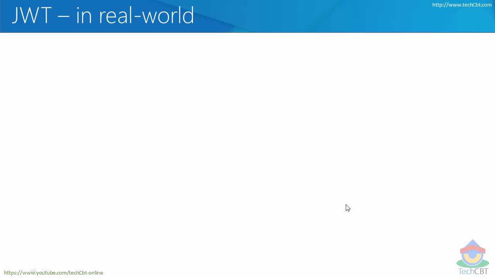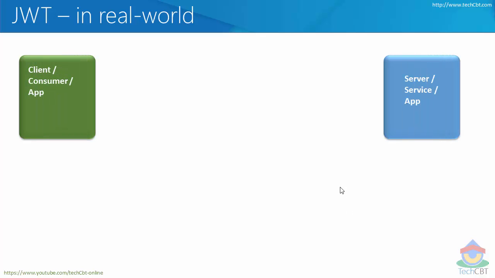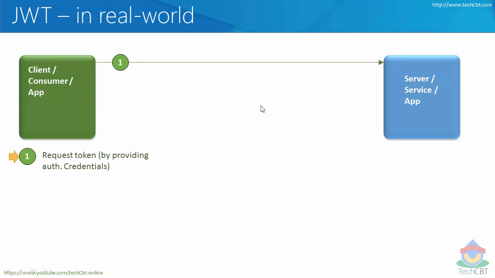So let us see how this JWT is used in the real world. Imagine I have a client and a server. Whenever I say client, it is nothing but a consumer or a simple application which gets in touch with a server or a service application. This could be a REST service, a web application, a web service, or whatever you would like to call it. But ultimately the information is going to be passed from the service to the client or from the client to the service.